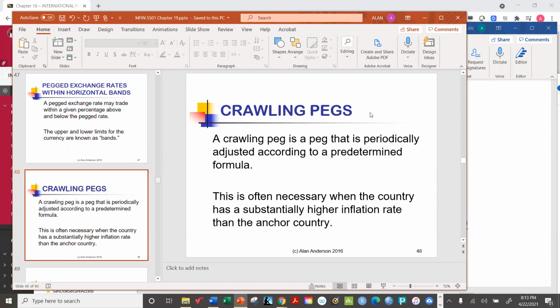Crawling pegs are set up in advance so that every so often they either move up or down according to a predetermined formula. And so this happens to be very useful when, let's say, a country chooses to peg its currency to another currency that has a much lower inflation rate. Like I said, with Hungary and Romania, if you're going to peg your currency to the dollar, well, when your inflation rate is 20 or 50%, that could eventually cause a problem. So a crawling peg makes it possible to make small adjustments over time rather than all at once.